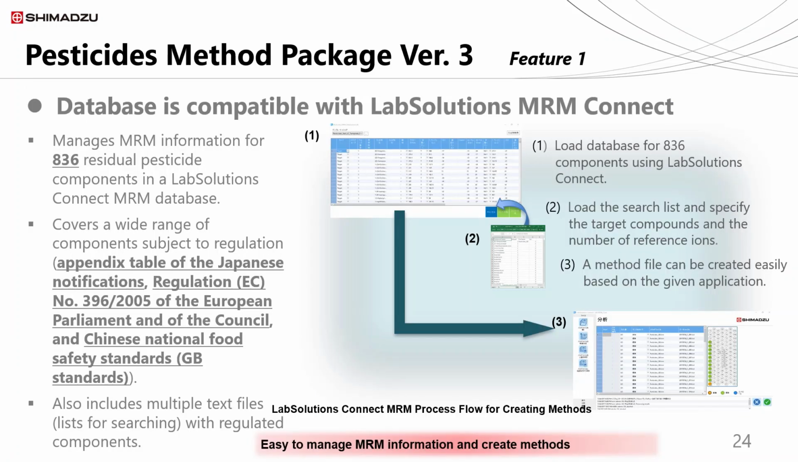The important feature of the new method package is that it is compatible with LabSolutions MRM Connect software. In 3 simple steps, the user can create an acquisition method. User can load the entire 836 compounds using LabSolutions Connect. In the second step, the user can specify target compounds and the number of reference ions. The method can be created based on this input, which will be ready for further use.